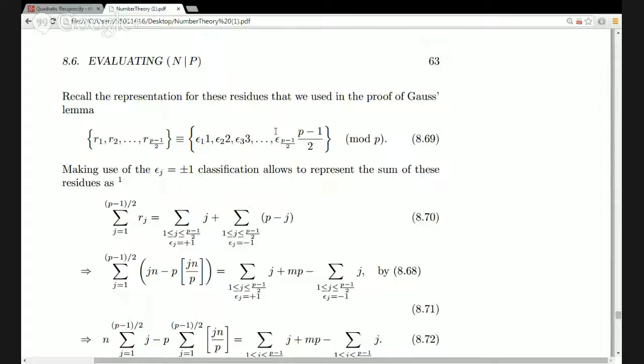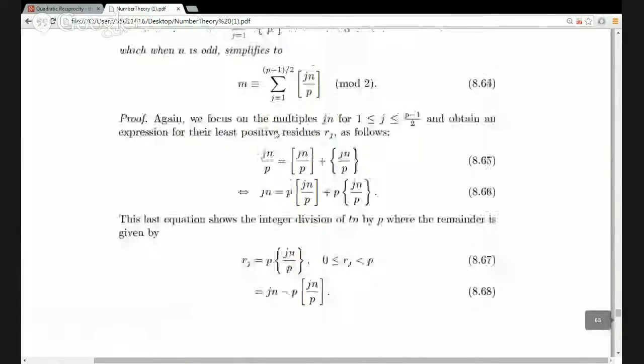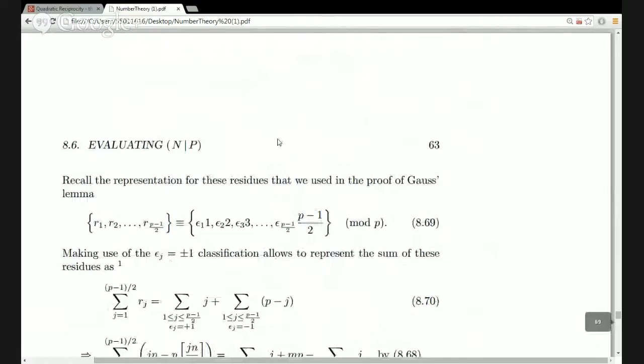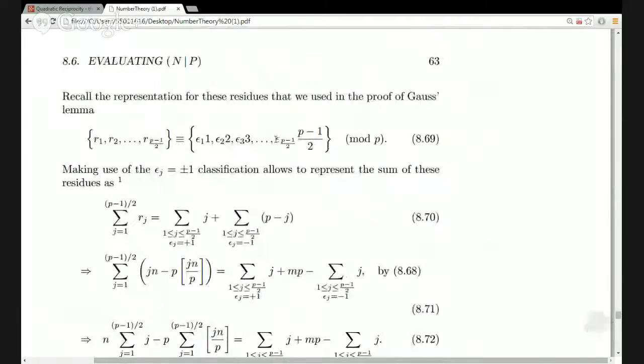So then what we do is we add together all of these residues. Now it's a summation type formula we're trying to get for m in the statement of the theorem. So we're going to add together all these residues. And just remember, m is the number of minus signs being employed here, the count of these epsilon things which are actually minus 1. That's this number m, which we need to isolate.